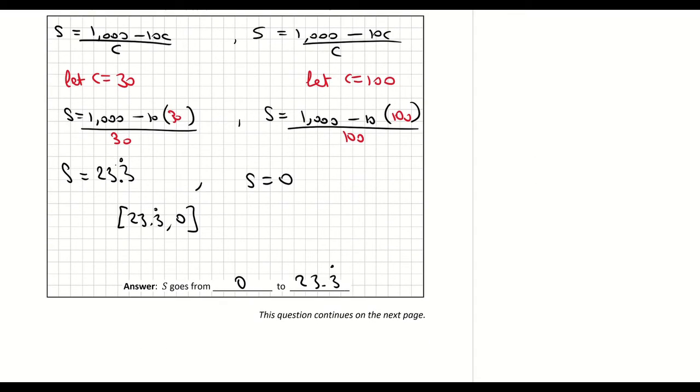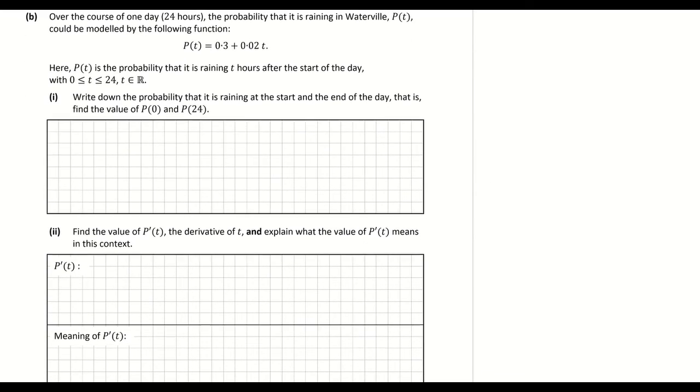Okay, so this question continues on the next page. So looking now at part B. So B part 1, write down the probability that it is raining at the start and the end of the day. That is, find the values of P0 and P24. So we're subbing in 0 and 24 for T. So my first one here is going to be P of 0 is equal to 0.3 plus 0.02 times T. Again, 0 as T. So P of 0 is equal to 0.3 plus 0, which is 0.3.